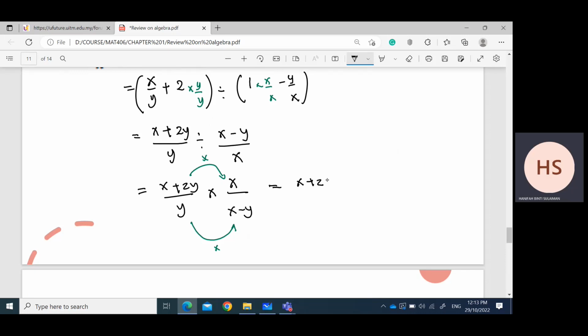x plus 2y times x over y times x minus y. Ataupun it is also equivalent with x times x plus 2y over y times x minus y. So ini kita gunakan commutative law where we change the order of x plus 2y and x. Okay, so this is the answer.